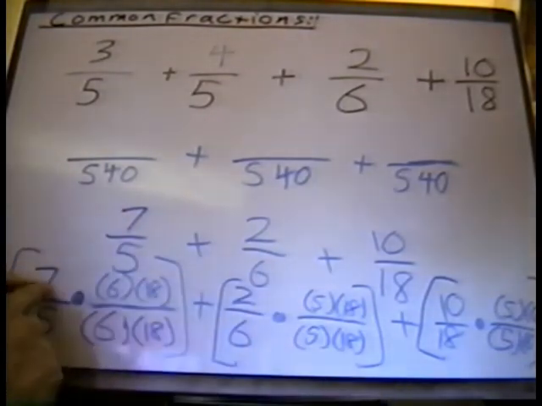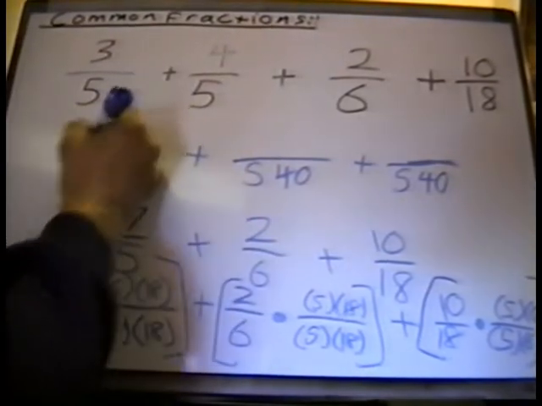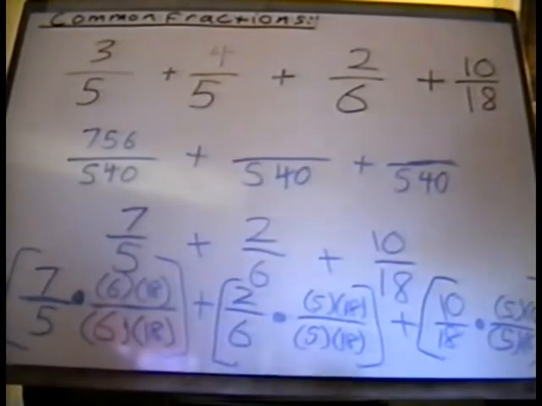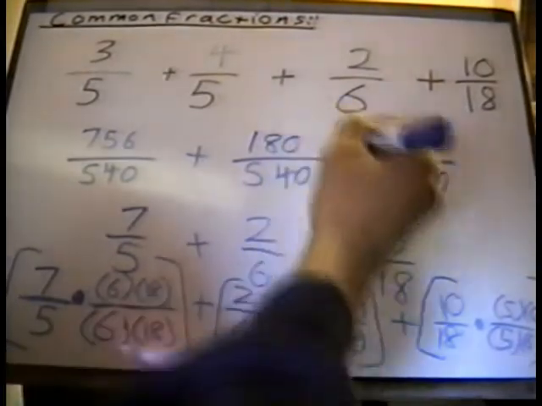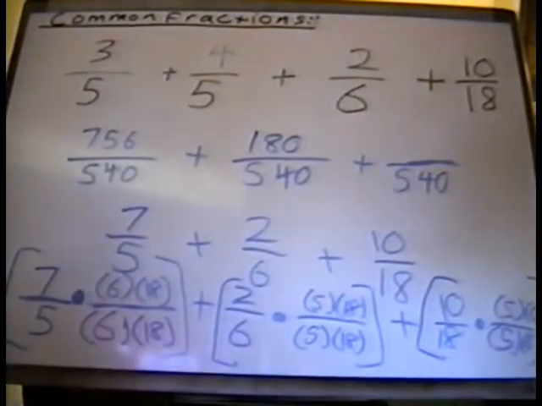Now on the top, remember we had, for the numerators, 7 times 6 times 18. They give you 756. Here we get 2 times 5 times 18. That gives you 180. Here you get 10 times 5 times 6. That's going to give you 300.